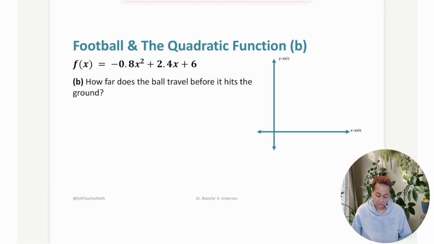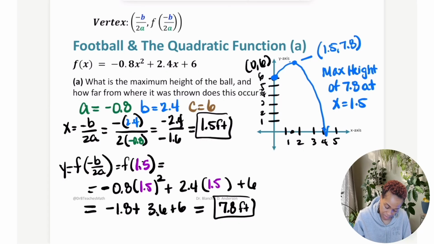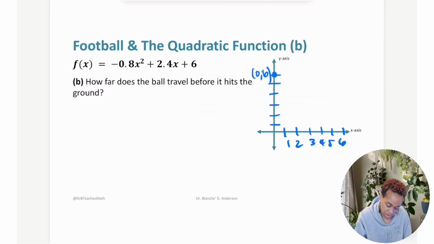How far does the ball travel before it hits the ground? Well, remember, where did it start? It started at 6, right? 1, 2, 3, 4, 5, 6. Started here. Basically, they're saying the ball went up, and eventually it's going to come down. Now here I made a huge assumption. I don't know that that's where it's going to fall. I just drew the picture. So you've got to be careful with pictures, the way you draw them. We know it goes up and reaches a maximum point, but eventually it's going to come down some kind of way, right?